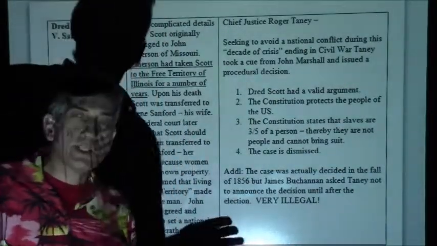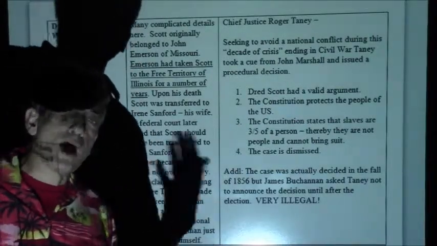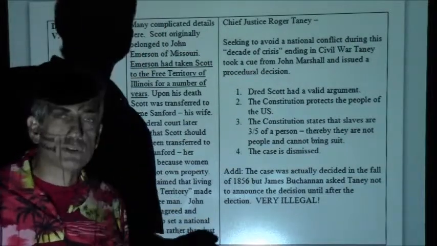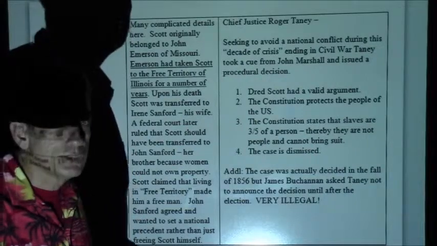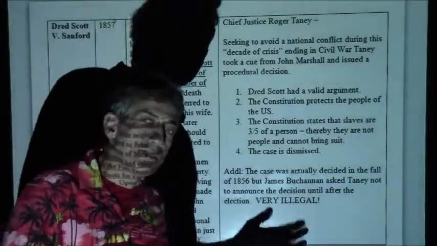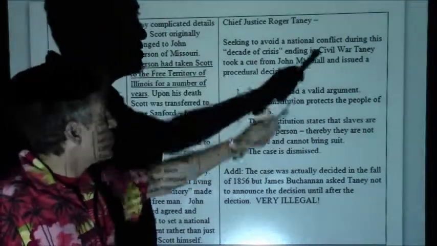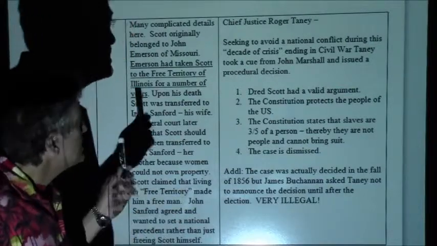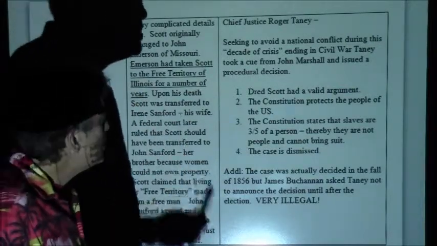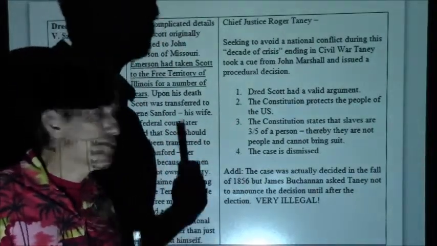Now, the Chief Justice in 1856 and 1857 was a guy named Roger Taney. Roger Taney was kind of a stooge. He'd been put in place by Andrew Jackson as part of a deal to defund the banks, all the way back in 1835 and 1836. Seeking to avoid a national conflict during this decade of crisis that ends in the Civil War, Taney took a cue from John Marshall and issued a procedural decision. He didn't rule whether Dred Scott should be free or not. He said that Dred Scott had a valid argument.